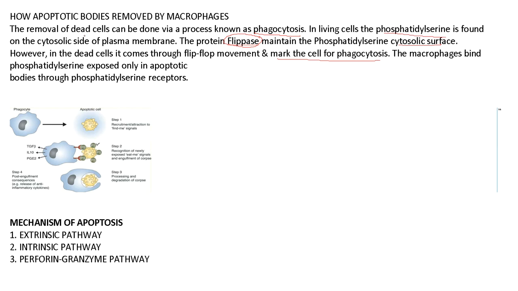The macrophages bind to this phosphatidylserine, which is exposed on apoptotic bodies. There are phosphatidylserine receptors on macrophages. First of all, there is recruitment by find-me signals. Apoptotic cells have find-me signals which recruit macrophages, then recognition of newly exposed eat-me signals and engulfment of the corpse. The eat-me signal is PS, which helps the macrophages to bind. Then there is processing and degradation of the corpse. Post-engulfment, it releases anti-inflammatory cytokines.